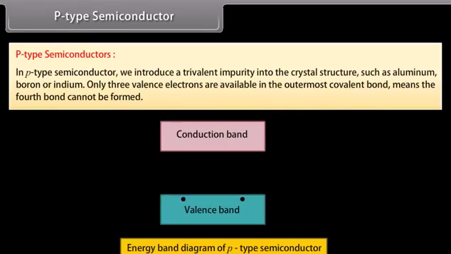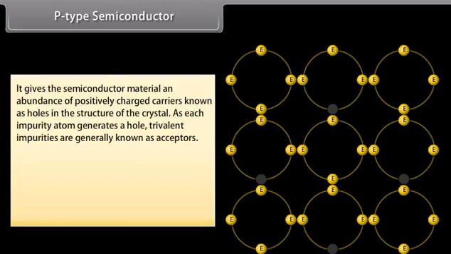P-type semiconductor. In a P-type semiconductor, we introduce a trivalent impurity into the crystal structure, such as aluminium, boron, or indium. Only 3 valence electrons are available in the outermost covalent bond, meaning the 4th bond cannot be formed. It gives the semiconductor material an abundance of positively charged carriers known as holes in the structure of the crystal. As each impurity atom generates a hole, trivalent impurities are generally known as acceptors.